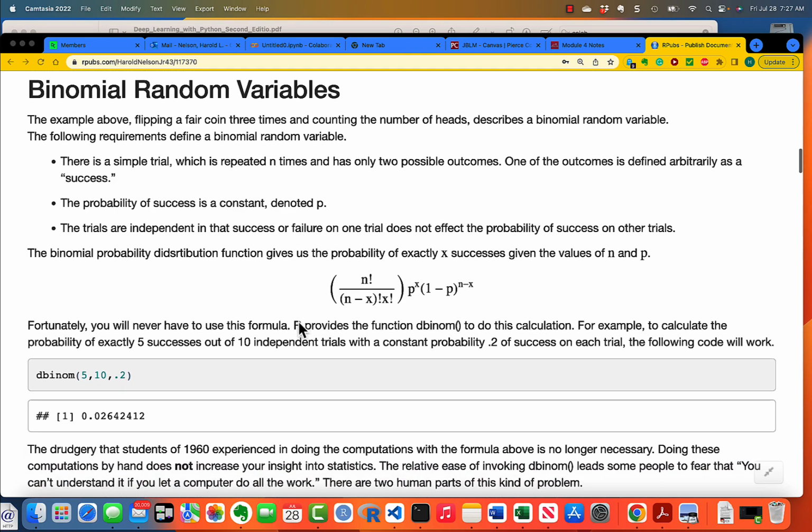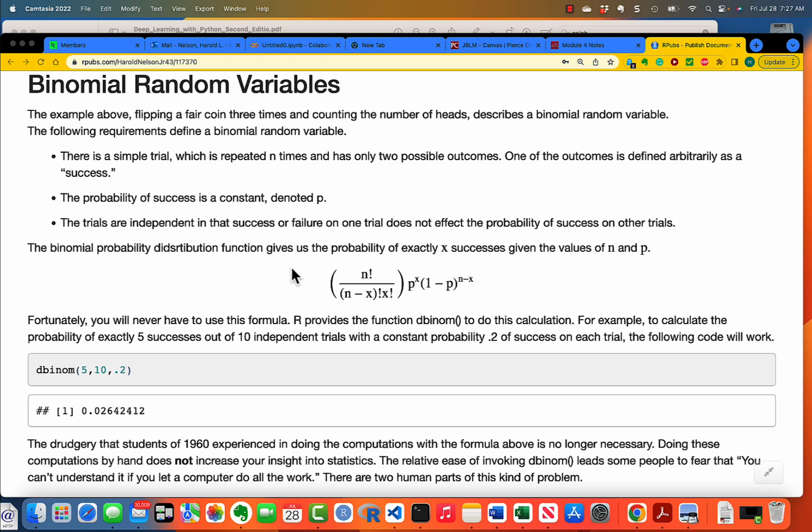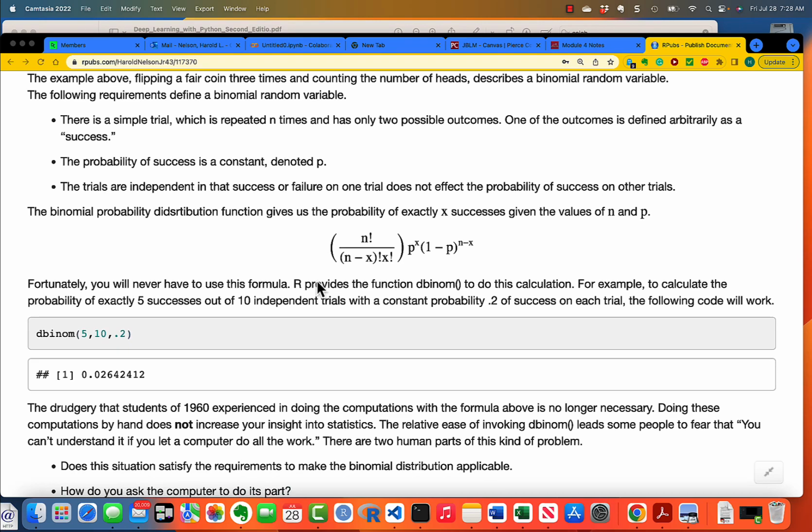So here we have a famous formula. The binomial probability distribution gives us the probability of exactly x successes given the values of n and p, and this is an example of a D function. So if you're looking for the probability of x successes out of n trials with probability p of success on one trial, then this will give you the probability that you're looking for. When I was learning statistics many years ago, we actually did have to go through these computations. We did not have computers in those days.